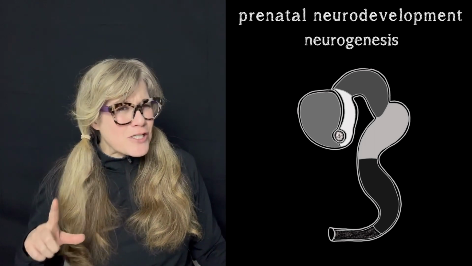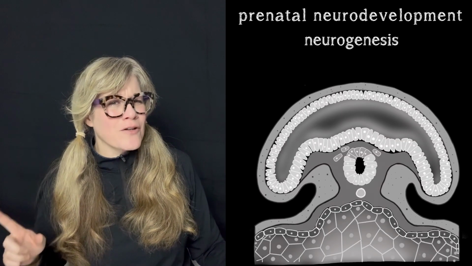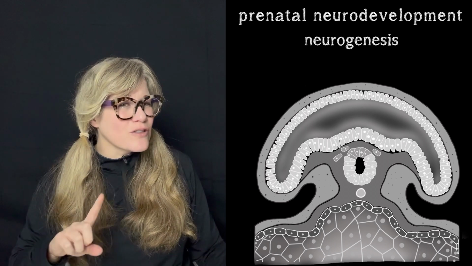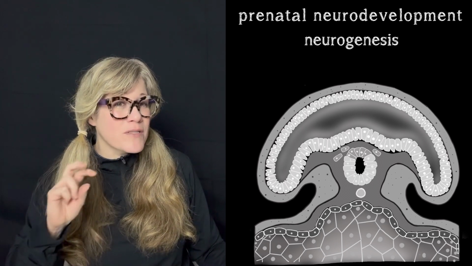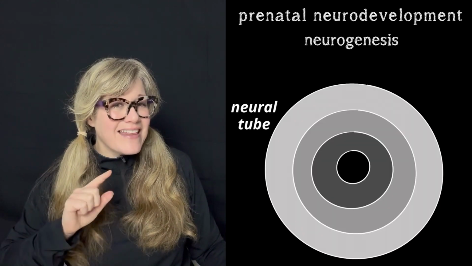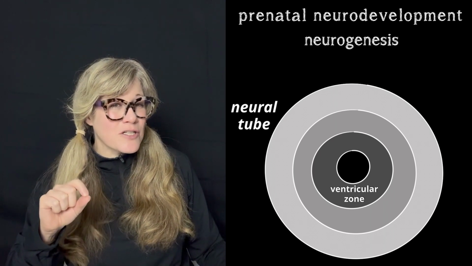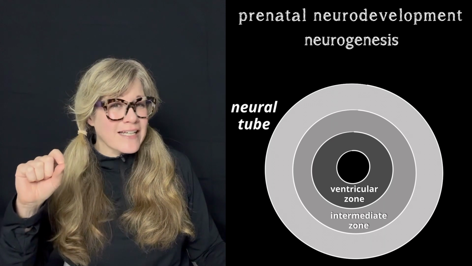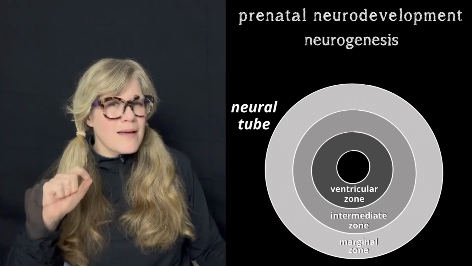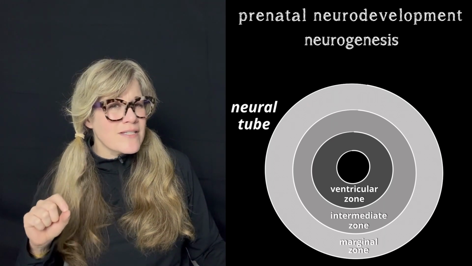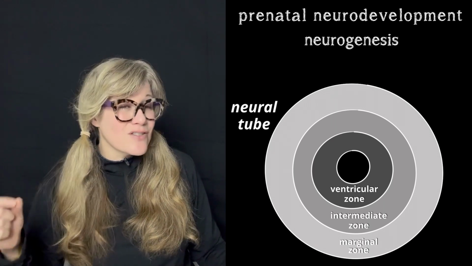Let's rewind a titch to the completion of the neural tube and neural crest cells. As the neural tube is vesiculating, it forms 3 cellular layers. The inner layer is called the ventricular zone, the middle layer is called the intermediate zone, and the outer layer is called the marginal zone. Both the central and peripheral nervous systems will emerge from these zones.